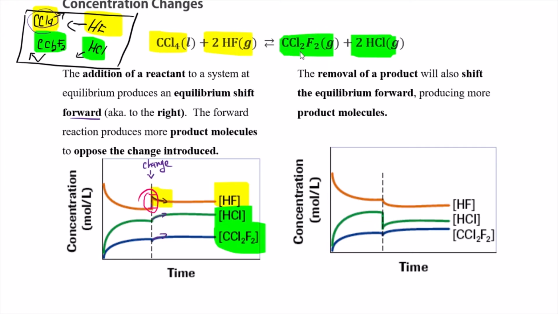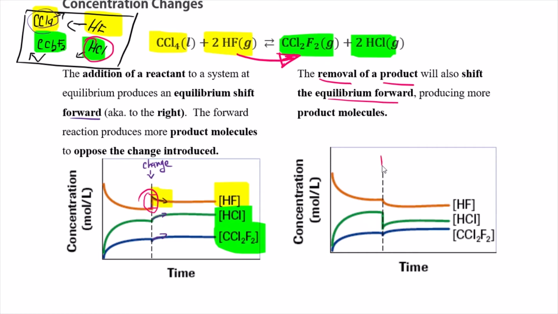So let's say I remove a product. I remove a bunch of HCl. Now there's less of this product floating around. There are going to be less of these collisions between the two products. So the reverse reaction is going to slow down. The forward reaction doesn't slow down. It keeps going at the same rate. So this is going to cause a shift towards the right as well, towards the product side. If you remove a product, that will shift the equilibrium towards the right to produce more product molecules.